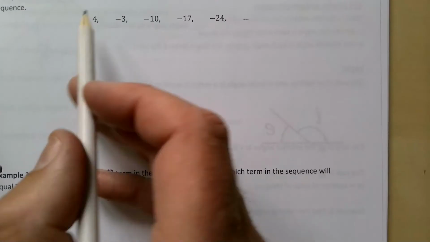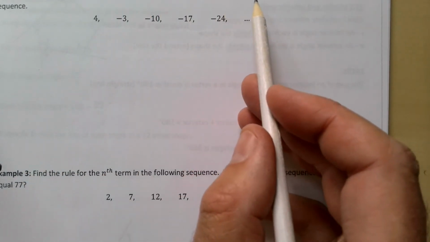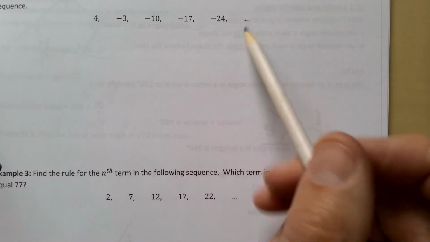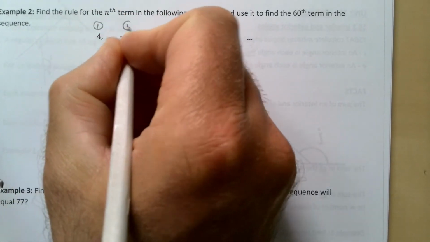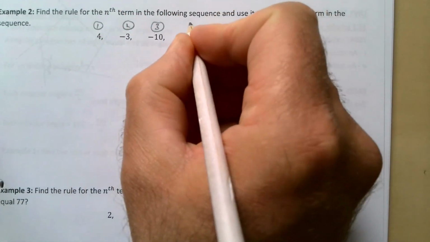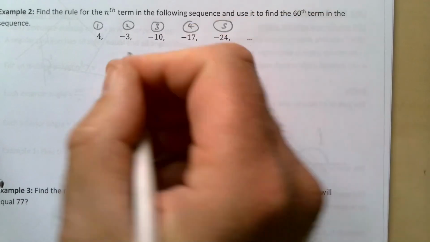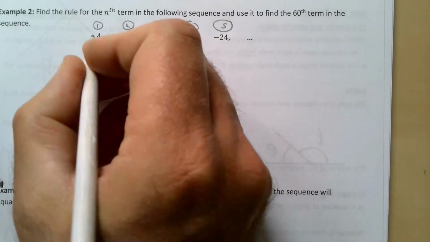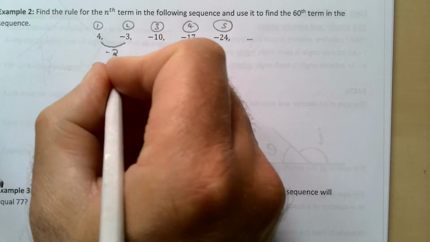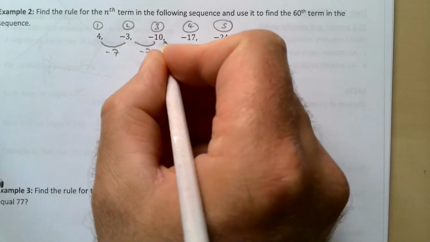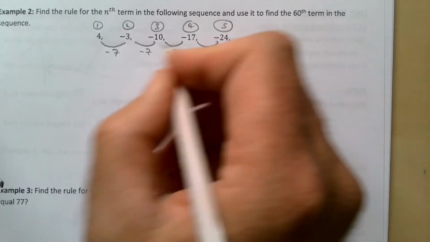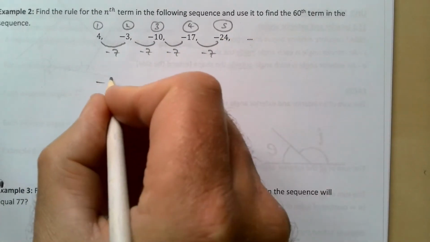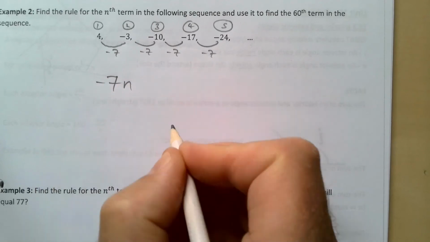Find the rule for the nth term in the following sequence and use it to find the 60th term in the sequence. Okay, so what do we do? Same thing every time. It's good to get into the same wee habit. Number them. Find the gap. 4 to minus 3 is take away 7. Take away 7. Take away 7. Take away 7. So it's linear. That means my formula should be in the form minus 7n.